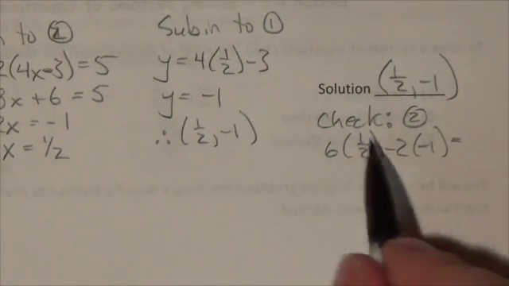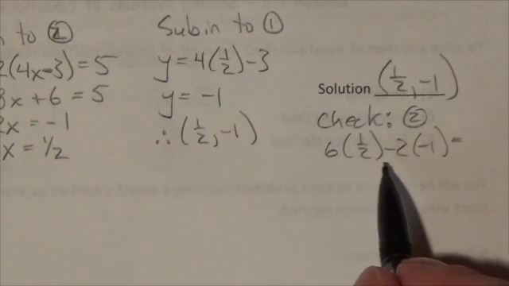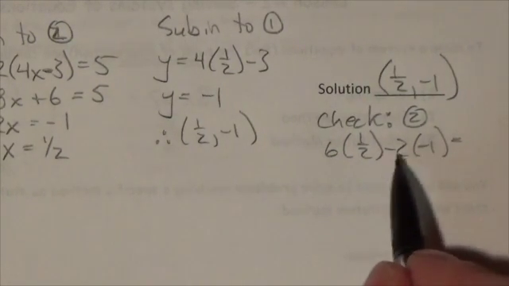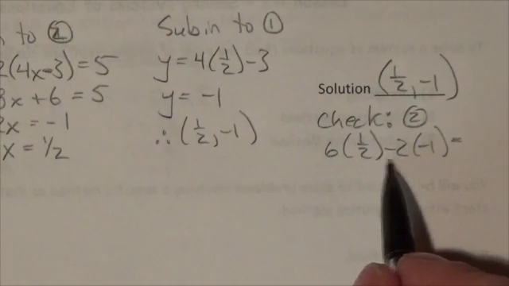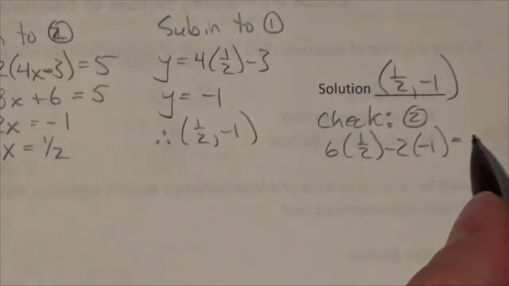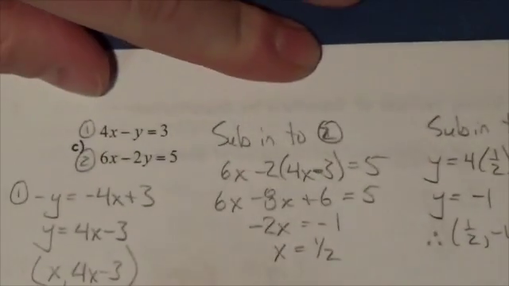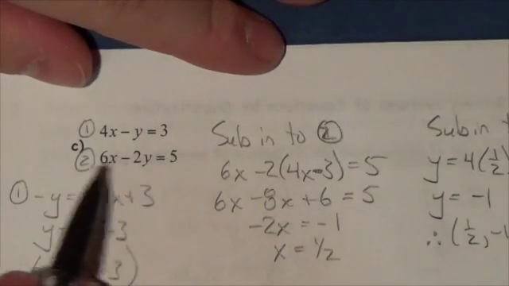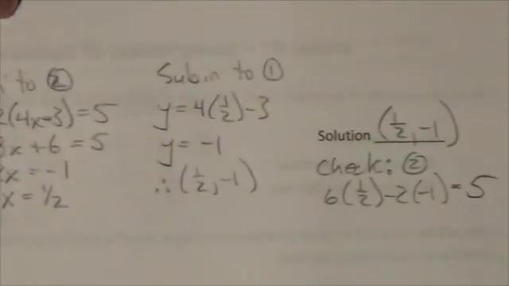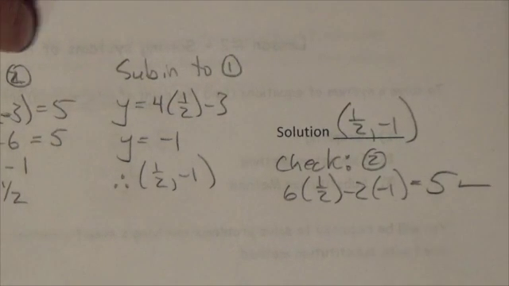6 times a half is 3. A half of 6 is 3. Minus 2 times negative 1 is going to be positive 2. 3 plus 2, 5. Well, look at that. That's what it's supposed to equal. No matter what point I plug in there, it should be 5. So that's good. That works. So 1/2 comma negative 1 is our solution. I know we don't like having that half in there, but that's okay. It worked.